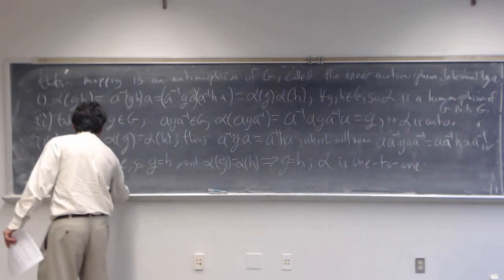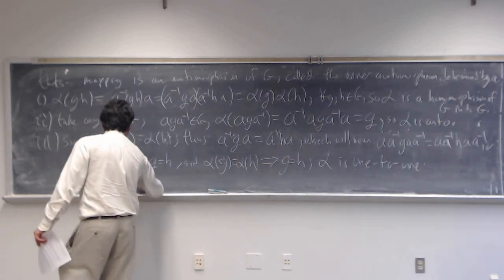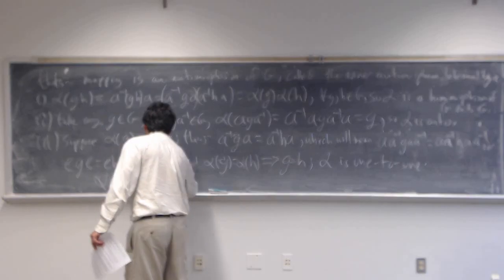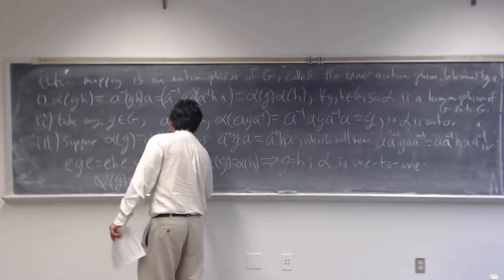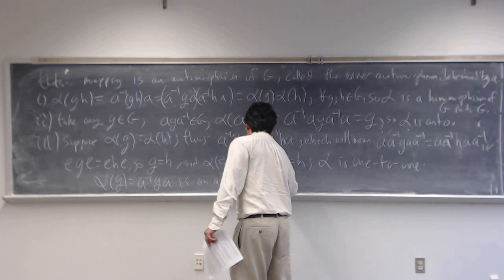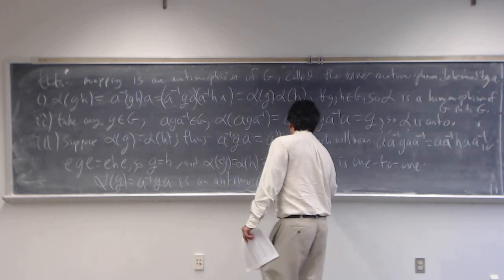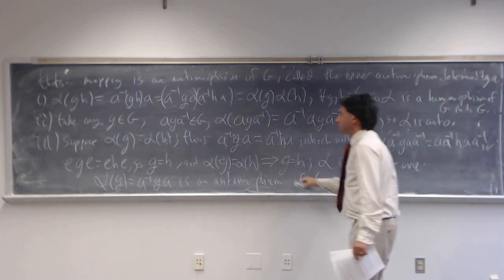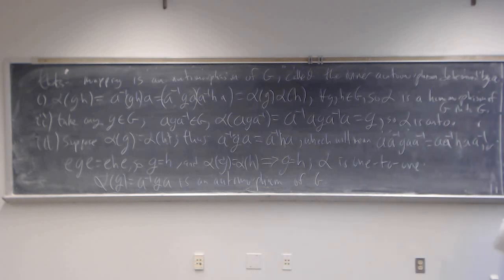So the inner automorphism phi of G equals A inverse G A is an automorphism of G. And I think I may have to wrap up now. So we'll continue talking about this in future lectures.